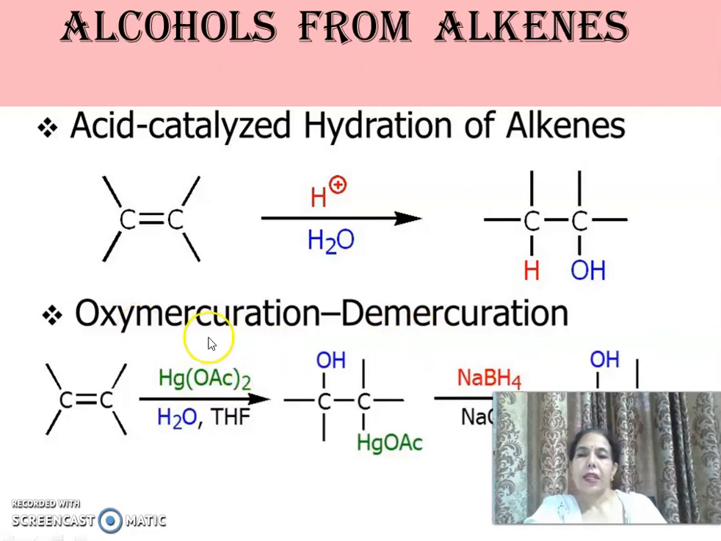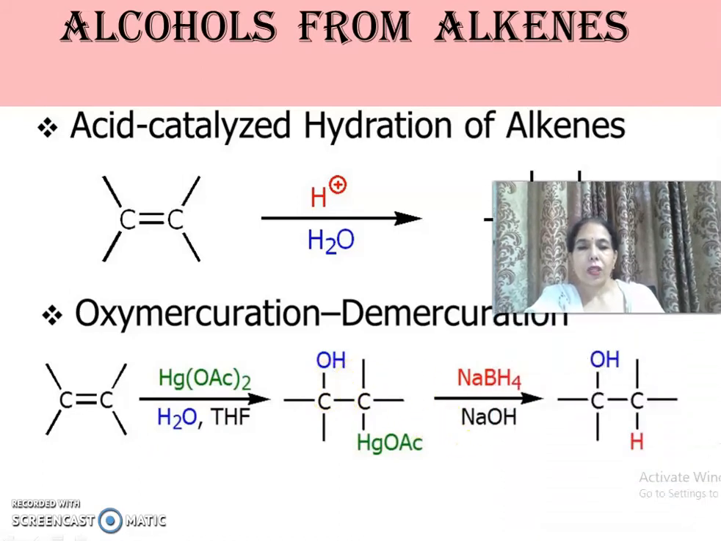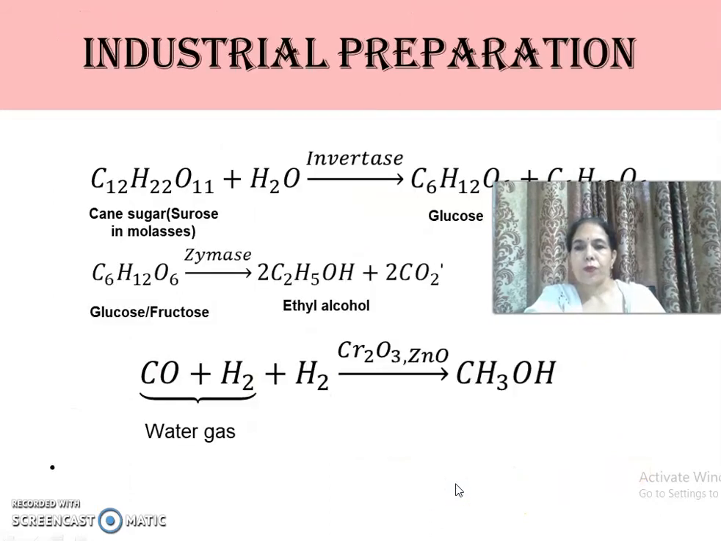Oxymercuration means addition of oxymercury, that is, a mercuric acetate group is introduced when the alkene is treated with mercuric acetate in the presence of tetrahydrofuran and water. To one carbon atom this group is added and to the other an OH group is added. Further, when it is reduced with sodium borohydride and sodium hydroxide, this group is removed, as indicated by demercuration. D means removal, and this group is replaced with hydrogen. So oxymercuration demercuration of alkenes also gives alcohols as the main product.